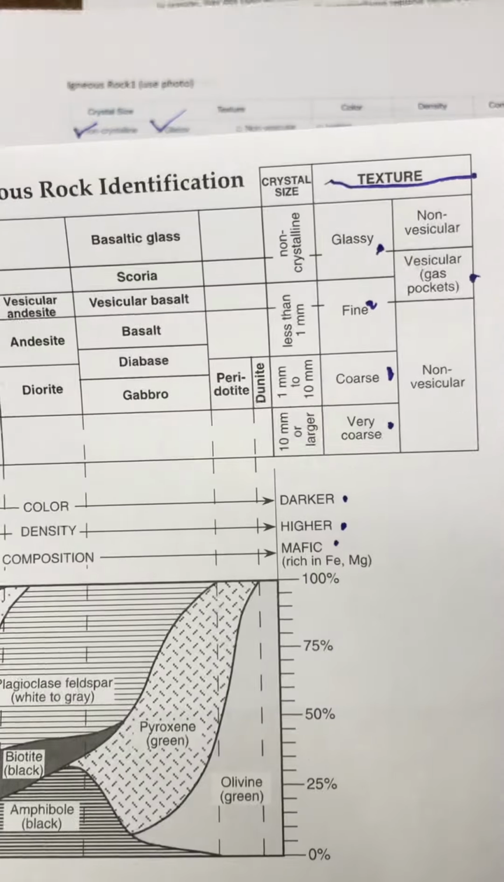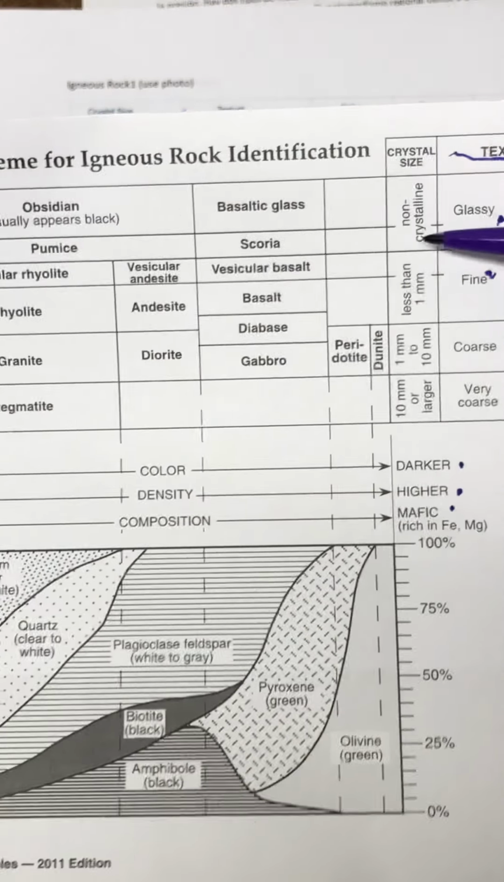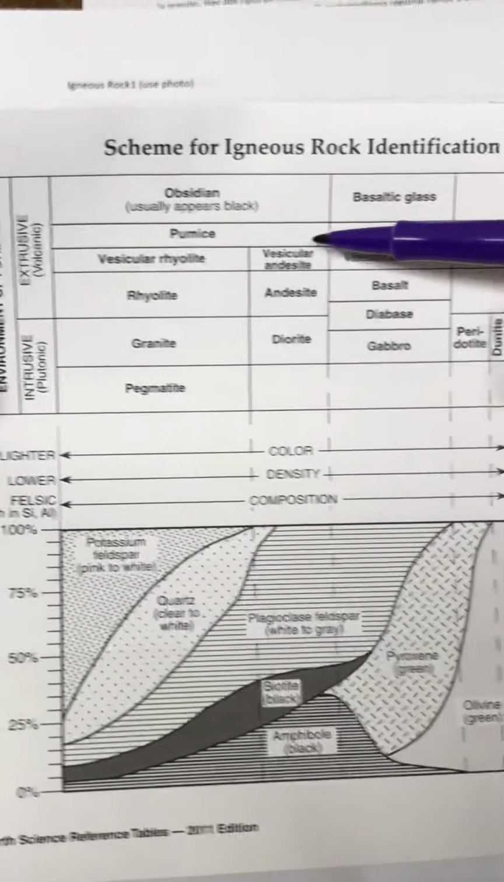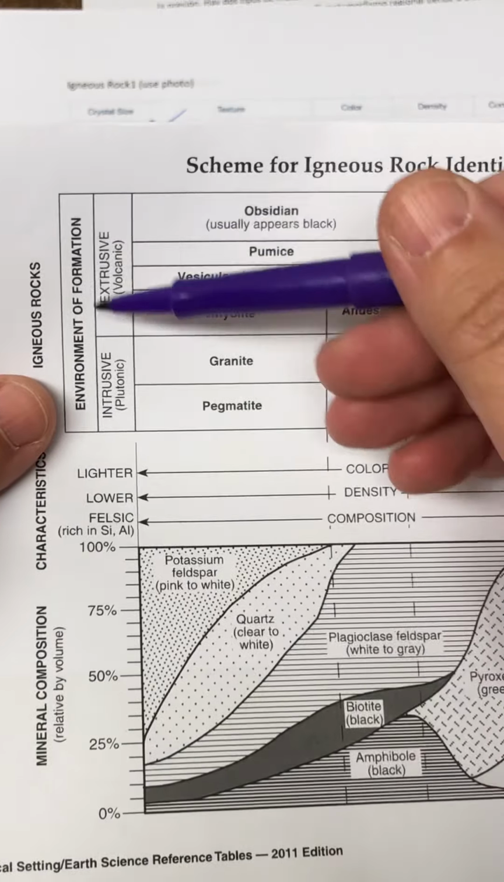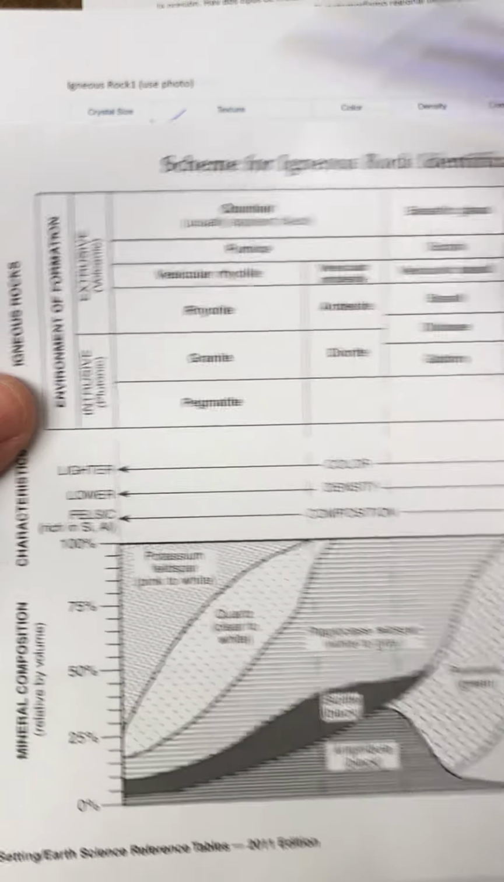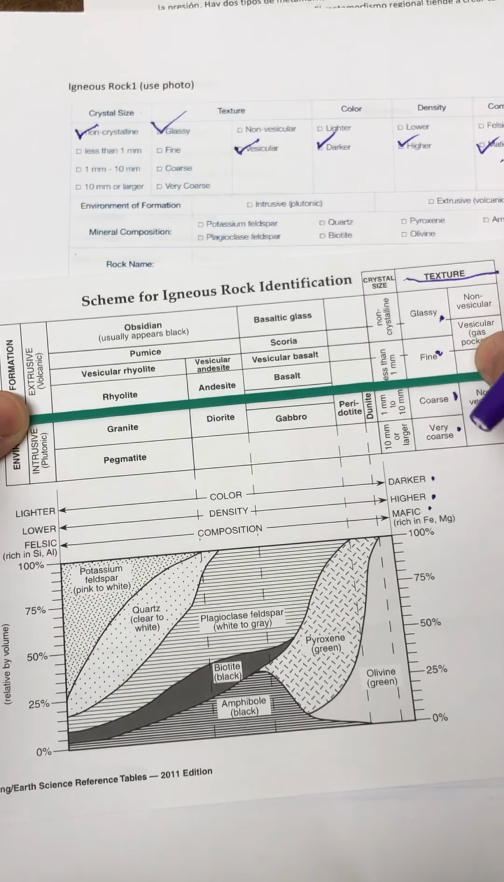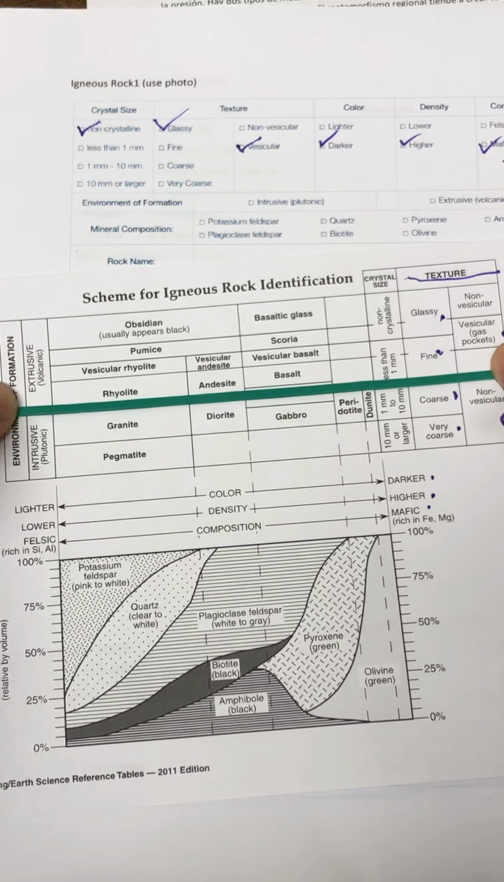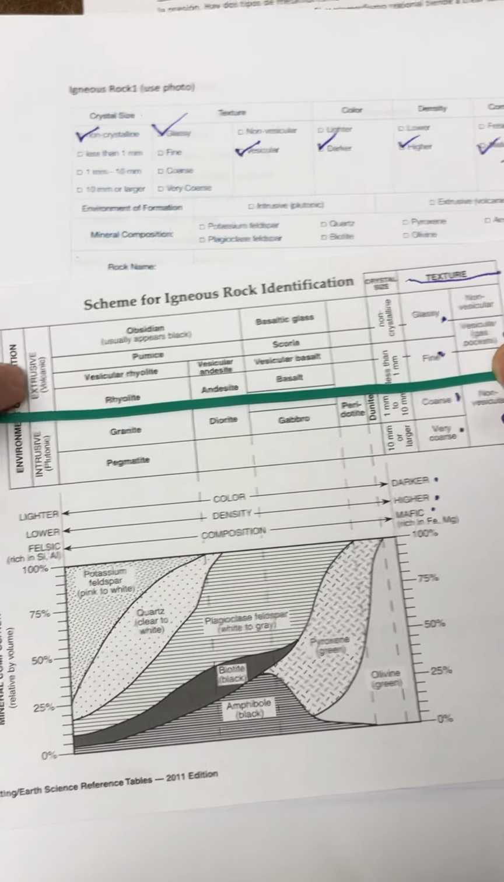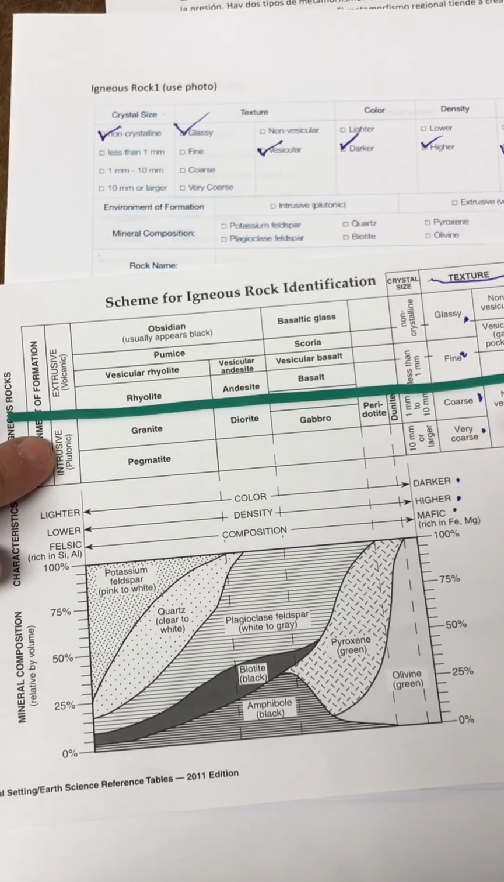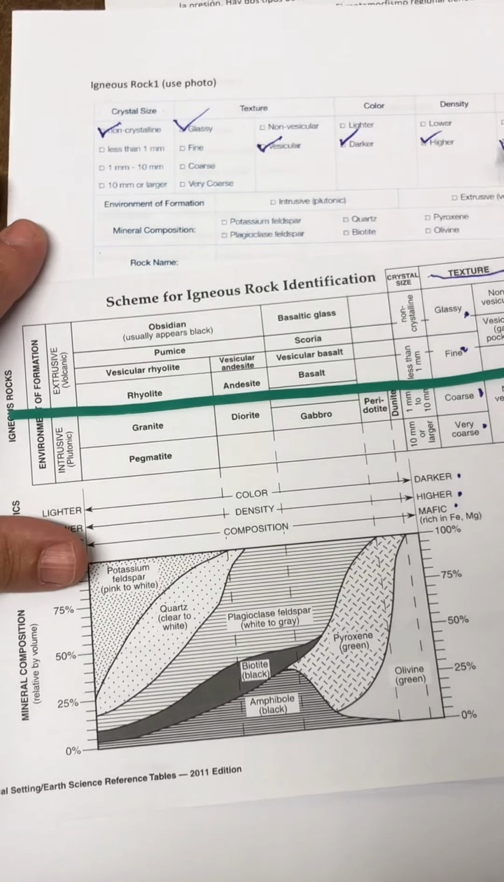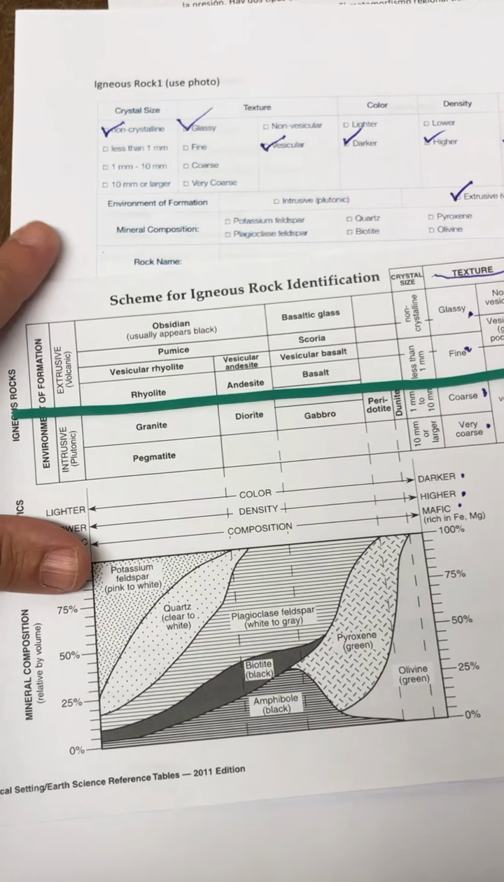Environment of formation. Well, if I have a vesicular rock, I come across and I see that I'm here on the top of the chart, which makes it extrusive. Remember how I said you could go like this with the chart, okay, and everything on the top is considered extrusive, whereas everything on the bottom is intrusive. So this is an extrusive rock.